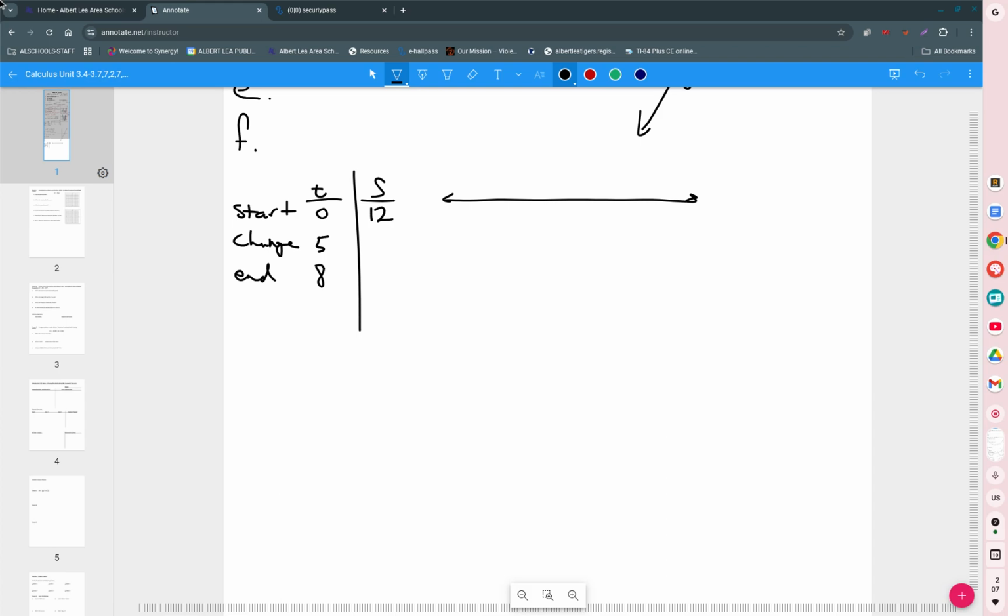Did you guys come up with these three values? We have 12, what do we have for 5? Negative 13, and what do we have for 8? Negative 4. So, what I like to do is just plot 0, put down a negative 4, I put down a negative 13, I put down a 12. And sometimes I like to put the time underneath it so people can understand. The 12 is at time equals 0. The negative 13 is at time equal to 5. And the negative 4 is at time equal to 8.